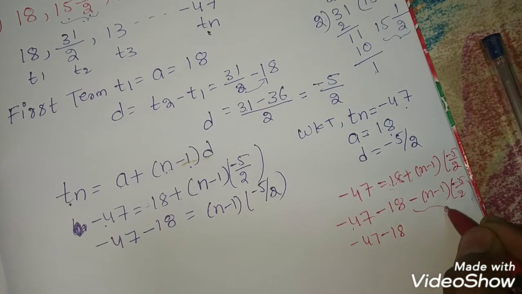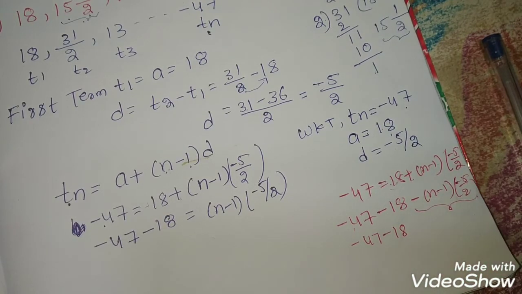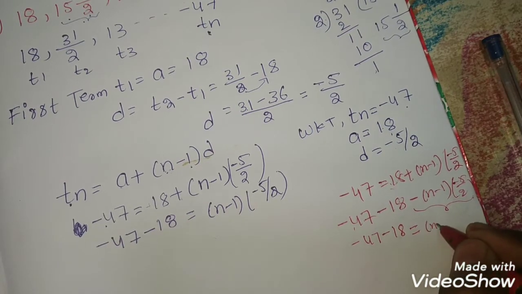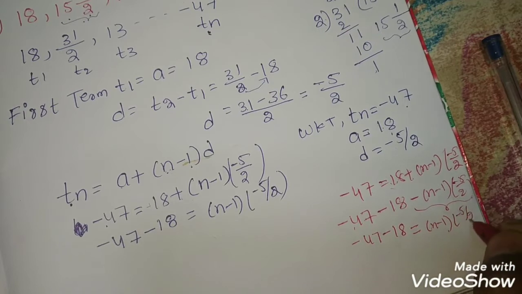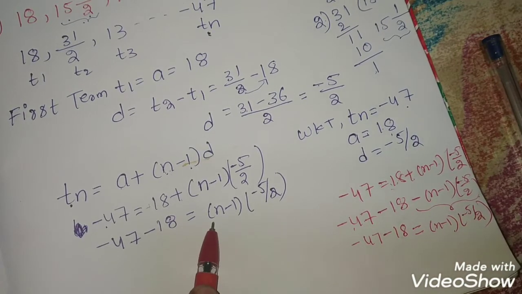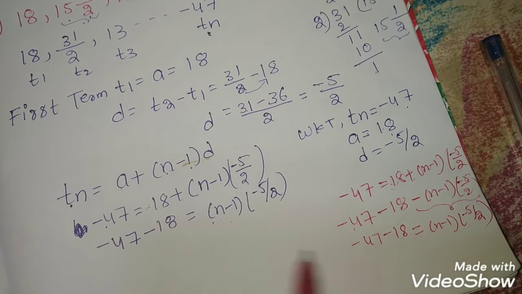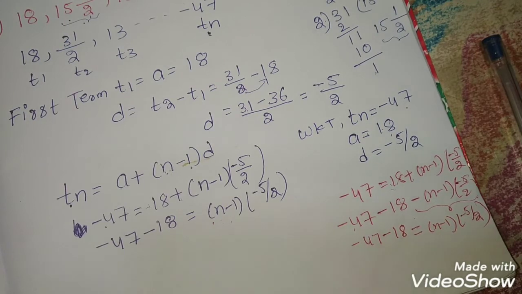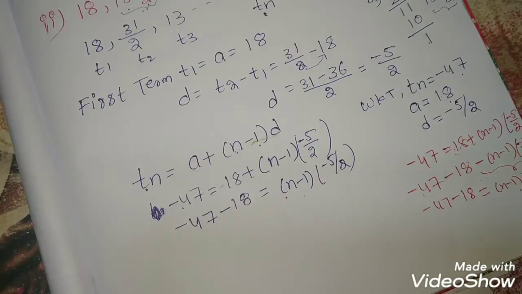See here, minus (n minus 1) into minus 5 by 2. If we send it to the right side, it will become plus. See, it is equal to plus (n minus 1) into minus 5 by 2. So this is it. I have written here the direct step, but the main process is this. Understand? Okay. So let's start here.